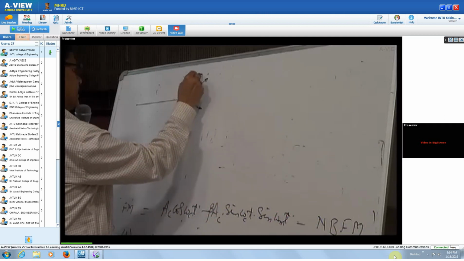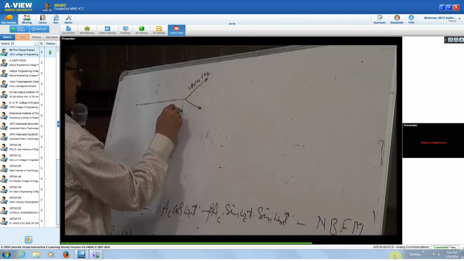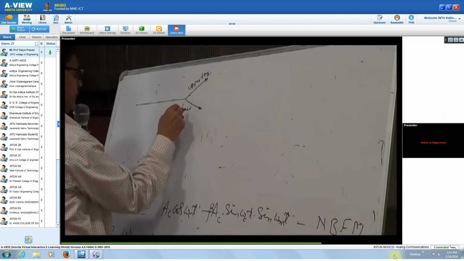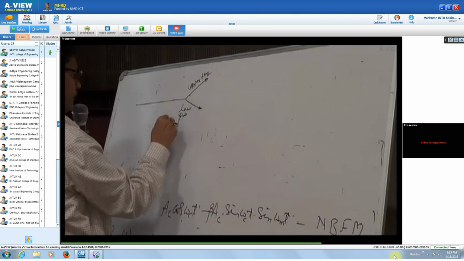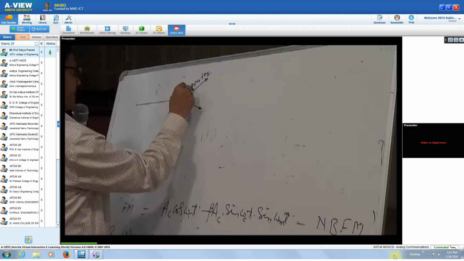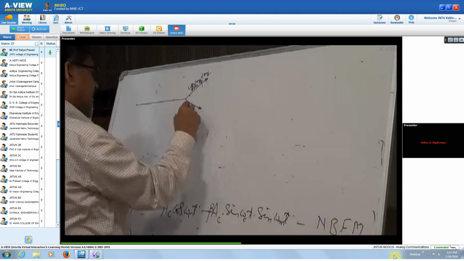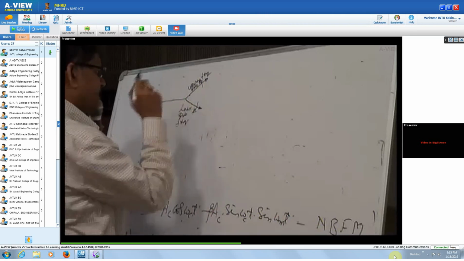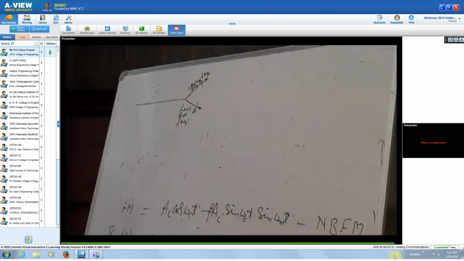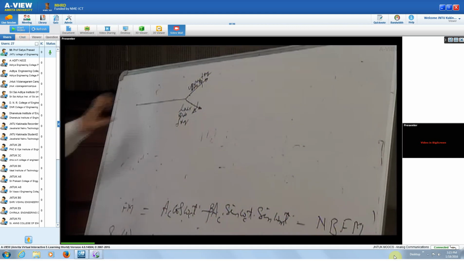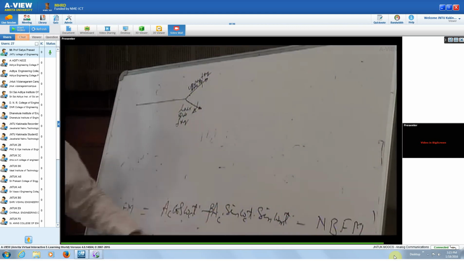Upper frequency and lower side frequency. The upper side frequency Fc plus Fm will be rotating in the anti-clockwise direction, and this will be rotating in the clockwise direction. The carrier plus two side bands.